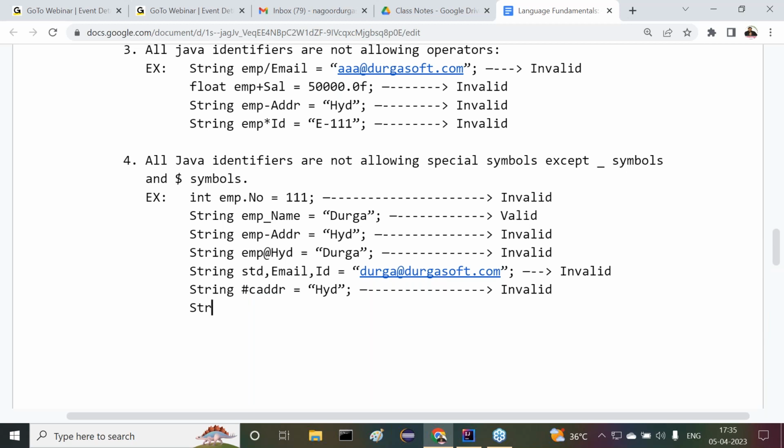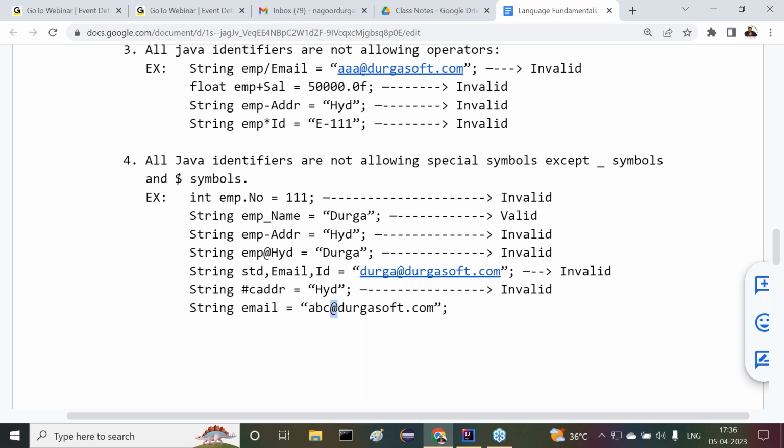Now next one, observe carefully. Let's say, for example, email = "abc@durgasoft.com". Now tell me, valid or invalid? Here we provided the at the rate symbol. Is it valid or invalid now? This is valid, because we provided the at the rate symbol in the value, inside the double quotation marks.